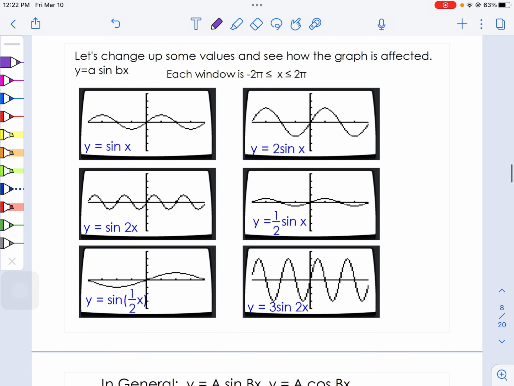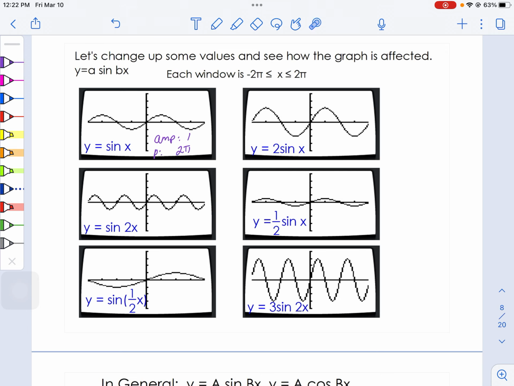Okay, so let's change up the values a little bit to see how the graphs are affected. I'm looking at each of these calculator windows set between -2 pi radians and +2 pi radians. So 2 full cycles. You can see 2 full cycles of each. The first one is our original sine function. So this is with an amplitude of 1, so your a is 1, and then a period of 2 pi.